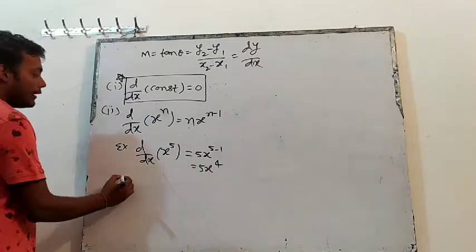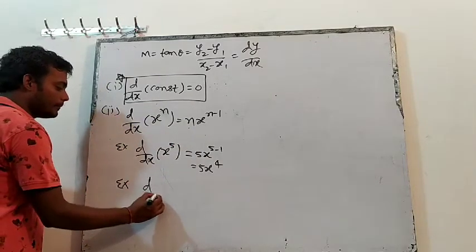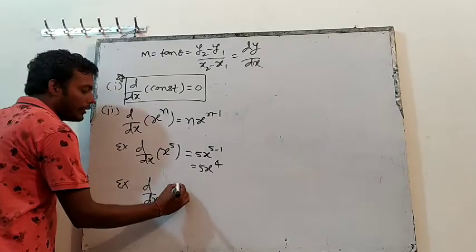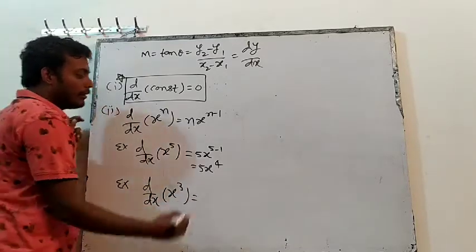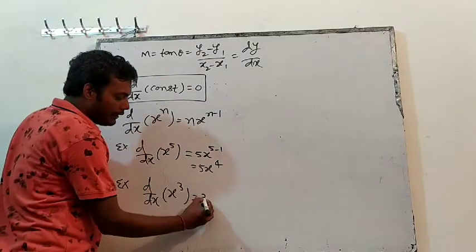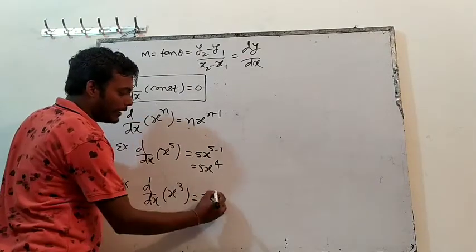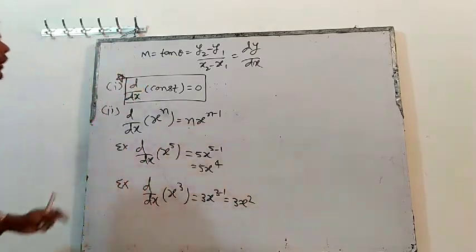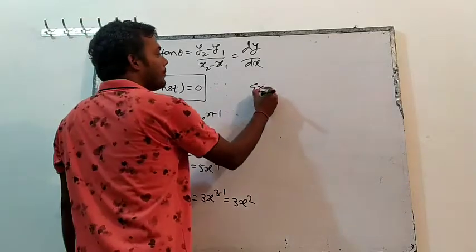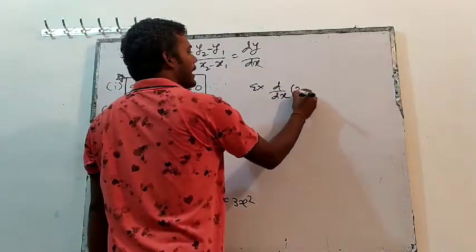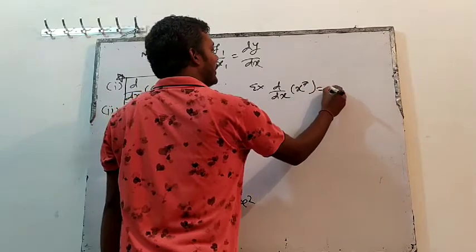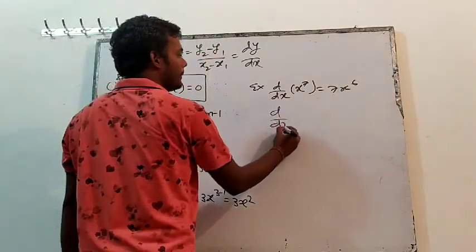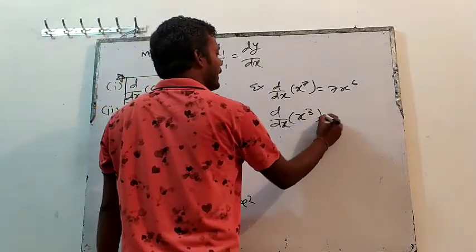Right? For example, differentiation of x to the power 3. Tell me firstly. Whatever the power is, we will write here 3, x to the power 3 minus 1. So what will this be? 3x square. Now I will do it fast. Example. Tell me fast. Differentiation of x to the power 7. What will this be? 7x to the power 6. Power minus 1. Differentiation of x to the power 3. What will this be?